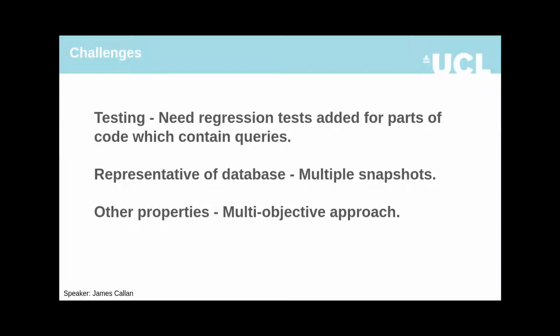These changes may also impair some properties. Bigger results will increase memory and network usage. Therefore, a multi-objective approach would be suitable to find the best trade-off between these properties.